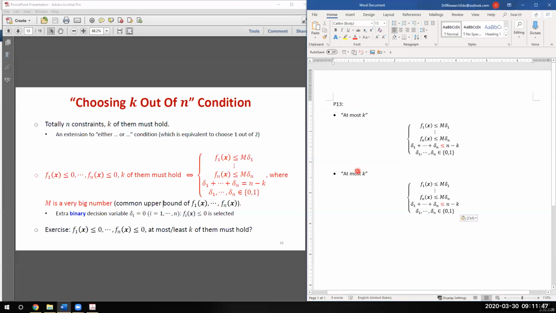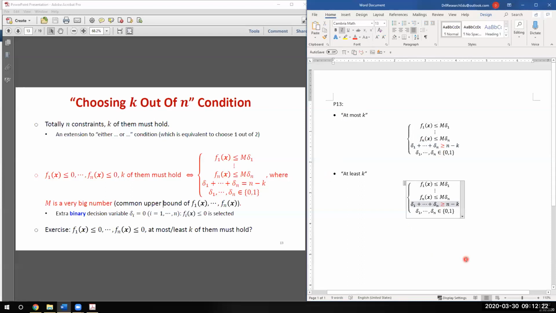Why? Because of the similar logic that at least k means I should have at least k zeros. That means n minus, give me 1 second, at most, sorry, my fault. This should be greater than or equal to. If it is at most k, that means I should have at most k zeros. That means the summation of deltas should be at least n minus k. That means it's greater than or equal to n minus k.